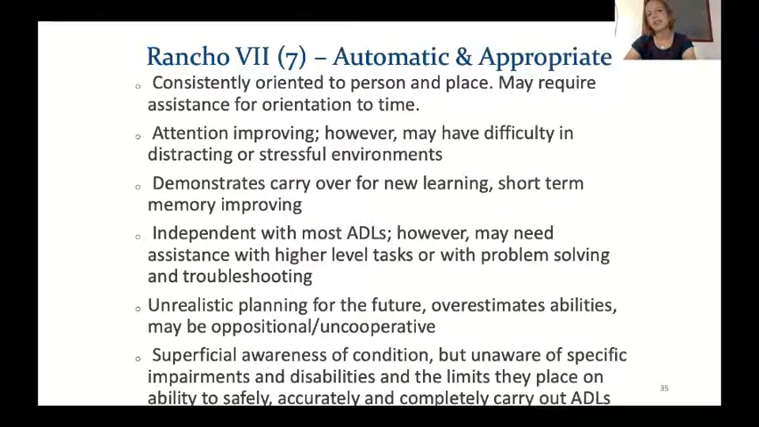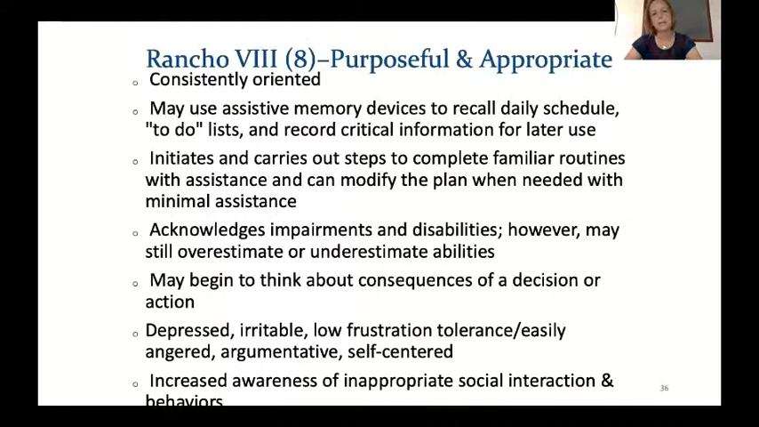Rancho 7s are very automatic. These are people who are functioning well, but they seem very robotic. They're not able to do the humor. They're not able to do a lot of the interaction. They seem very robotic, very focused on the task that they have. And then Rancho 8s are getting much better. This is usually probably when they're going home, coming in for outpatient therapy. They're starting to realize that they do have deficits and they're able to use their routines on their own, but they still need a lot of help with that.